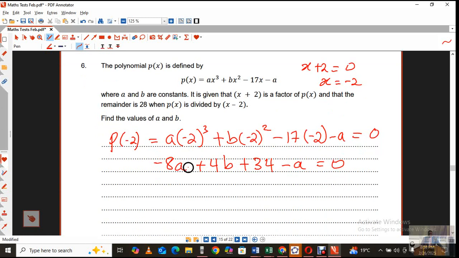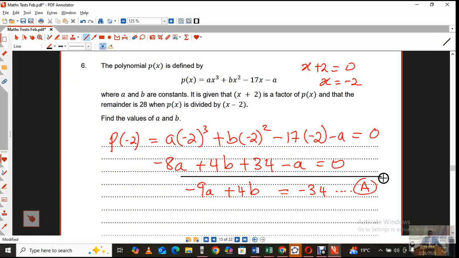Let's see, what is it that I have? I have minus 8a minus a, that's minus 9a. Then I have plus 4b. Let me take that constant back and I'll say that is my first equation. So take note: when it says something is a factor, it must always be equal to 0. Let me box that in so we know I'm going to come back and use this one.